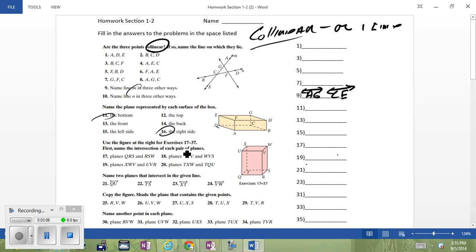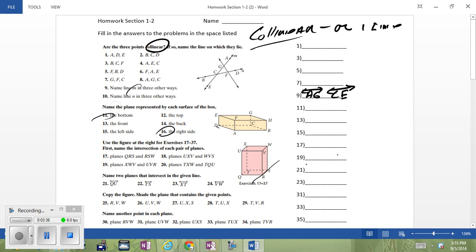Find the name of the intersection of each pair of planes. Now, again, think of this box as the room you're in, okay? Think of the edge here where one wall meets the floor, okay? The edge where one wall meets the floor. What you have is any 2 planes, okay, if they intersect, will intersect at a line.